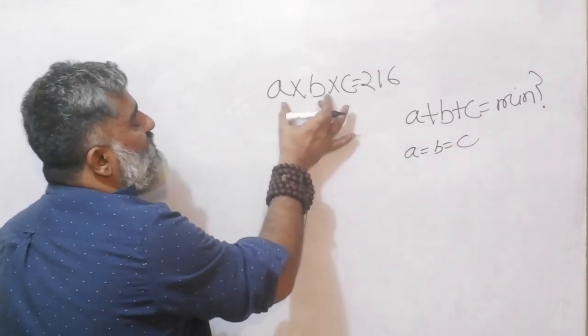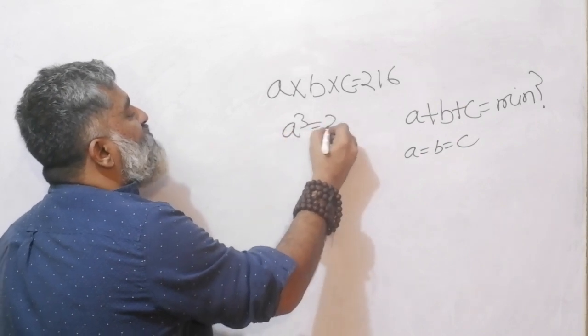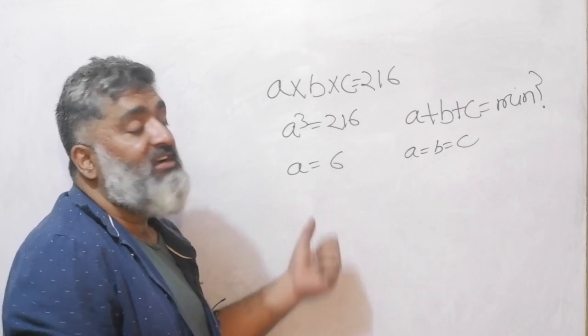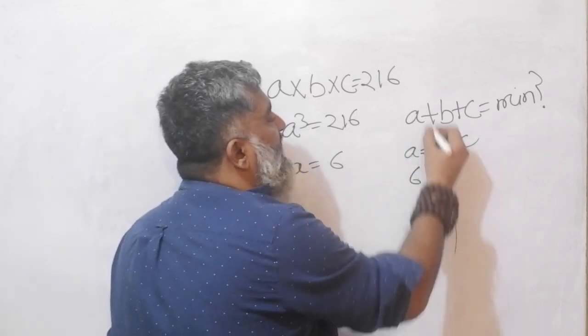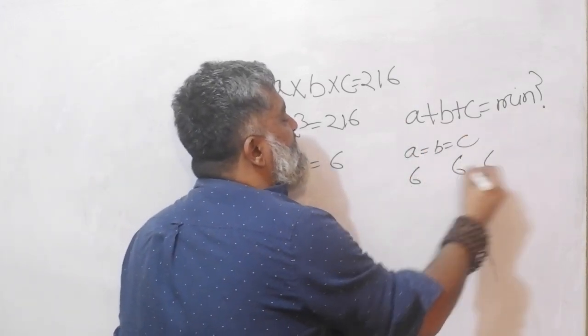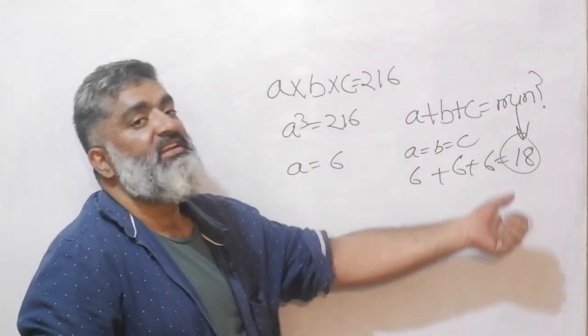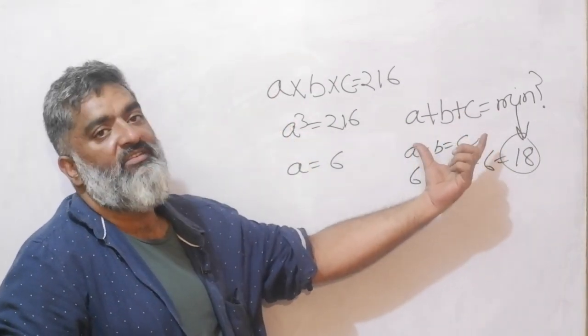And you use that story here, you will get A cube is equal to 216. A will come out as 6. That means if you go for the story A as 6, B as 6 and C as 6, that will give you the sum of 18. And this 18 is going to be the minimum sum of the three variables.